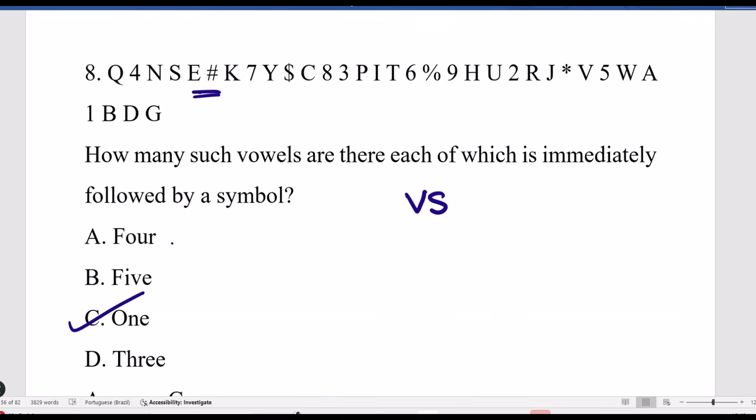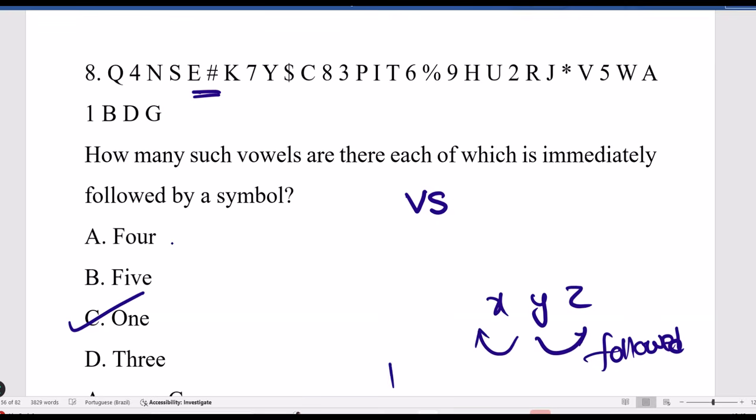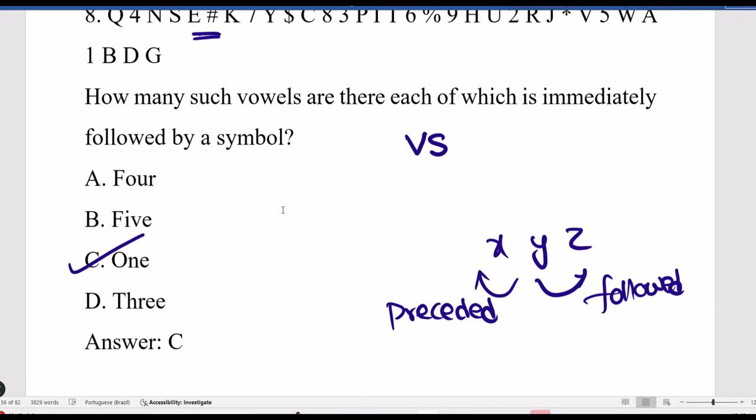Preceded by means before one. If I have x, y, z, y is followed by, this is nothing but preceded by. Here only one condition is given. Right. See the next.